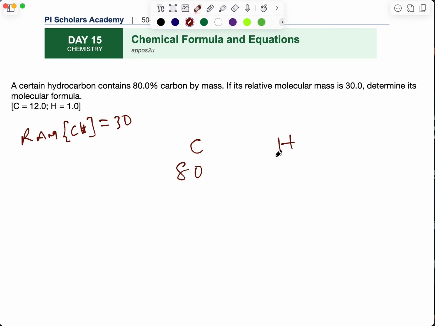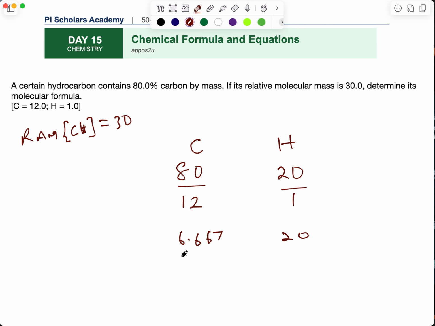Now, since it is a hydrocarbon, it contains carbon and hydrogen. So therefore, we know that carbon is 80%. Therefore, hydrogen is going to be 20%. That is just, total is going to be 100%. So you divide each of these by the atomic mass, so for carbon is 12, for hydrogen is 1. So when you do 80 divided by 12, that's 6.667. And then 20 divided by 1, that's 20.